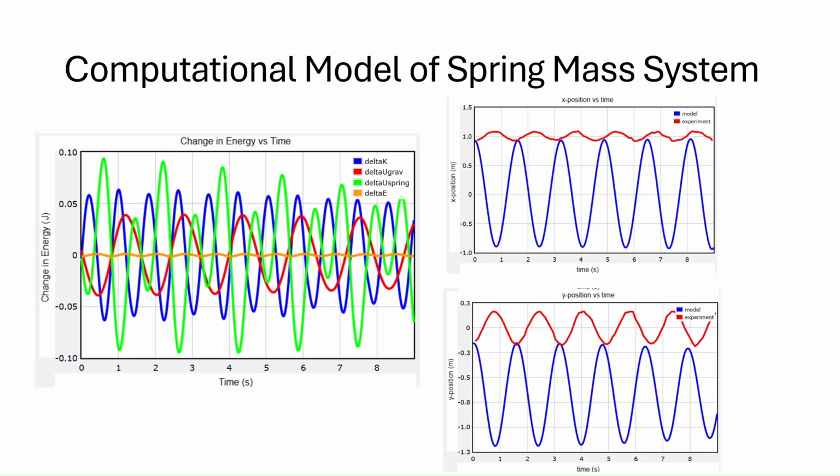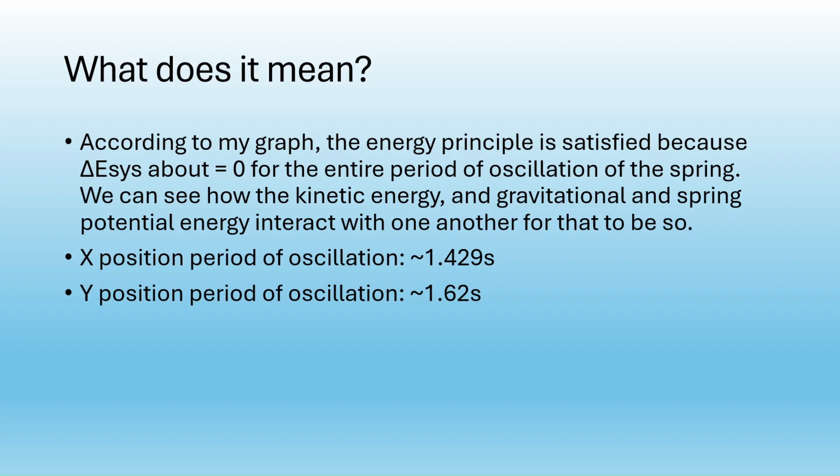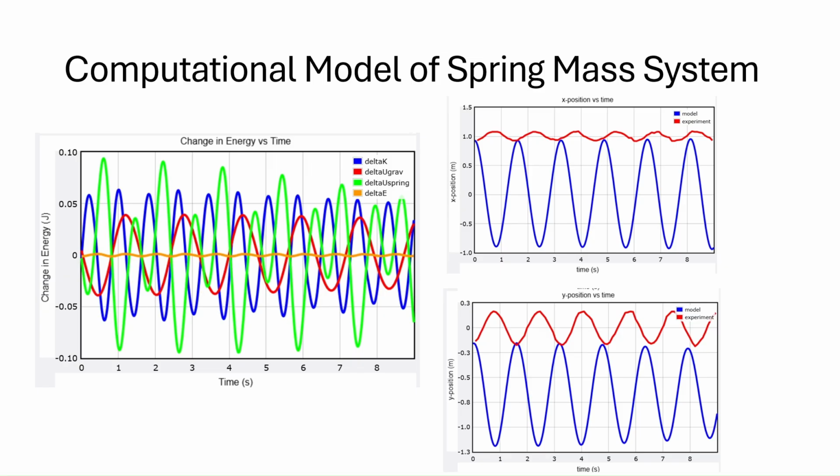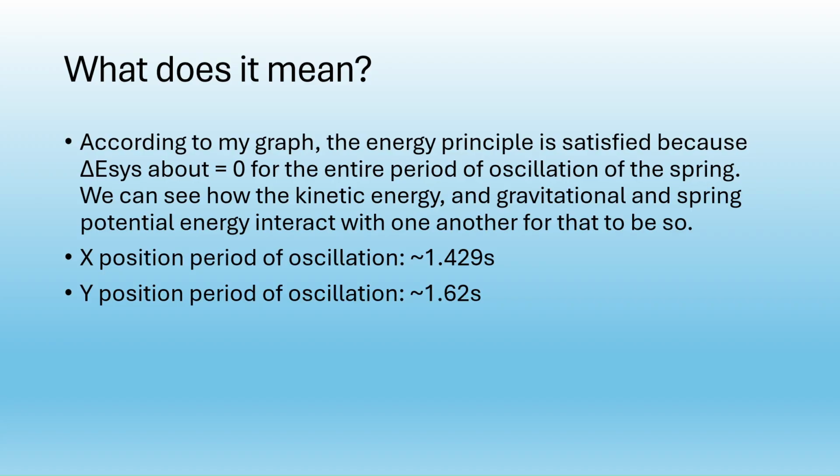But moving on, what does it mean? According to my graph, the energy principle is satisfied because the change in energy of the system is equal to zero. I know this is true because when we have a multi-particle system and nothing's in the surroundings, no work can be done. So delta E system is supposed to be equal to zero. When you look at my graph here, you can see that delta E, the orange line, is approximately zero for the entire period of oscillations.